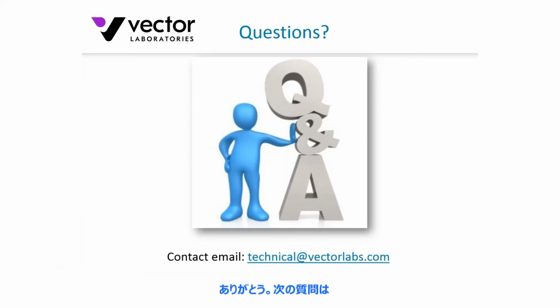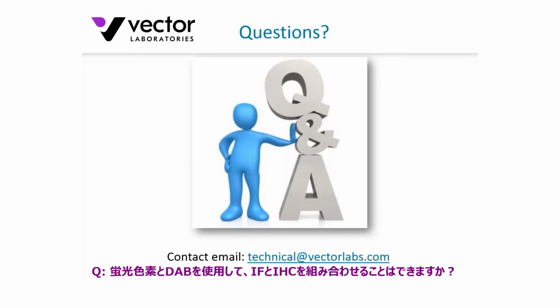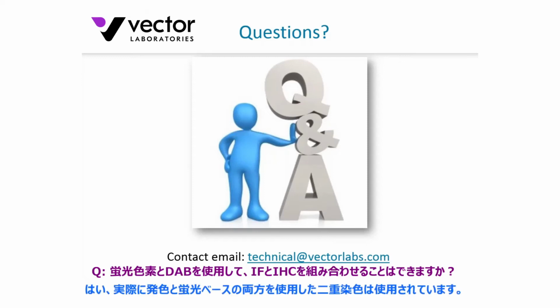All right, thank you, Craig. The next question is, can you combine immunofluorescence and IHC using DAB for double labeling? Yeah, certainly some investigators have used double labeling in terms of both a chromogenic and fluorescent-based application. I will say that others have found DAB, diaminobenzidine, to actually quench some fluorescent signal.